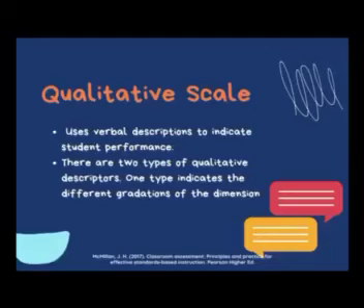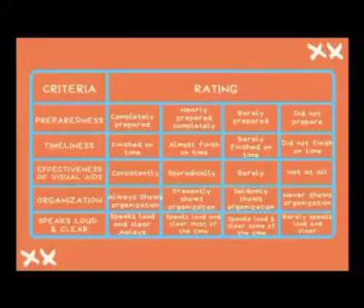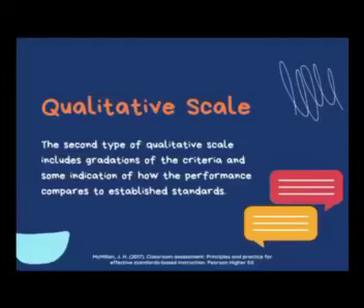A qualitative scale uses verbal descriptions to indicate student performance. There are two types of qualitative descriptors. One type indicates the different gradations of dimension. This is an example of qualitative rating scale using the gradations of dimensions. The second type, qualitative scale, includes gradations of the criteria and some indication of how the performance compares to the established standards. This is the most frequently used type of rating scales for performance assessment. The next slide shows an example for descriptors in this type of scales.